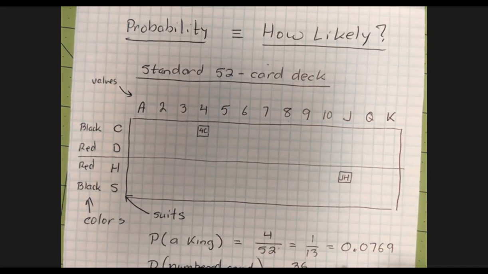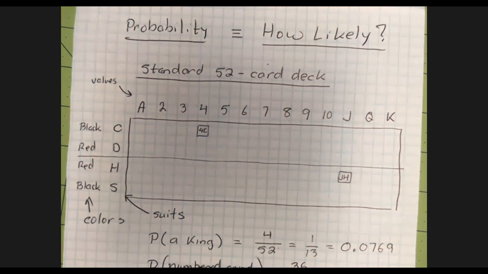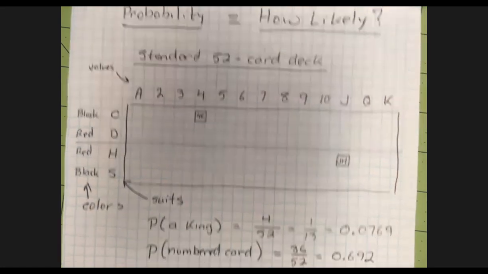Let's see what decimal that is. 69.2%. At the carnival, if you had your choice between playing let's pick a king or let's pick a numbered card, I think you're going to play the second game. Let's pick a numbered card.